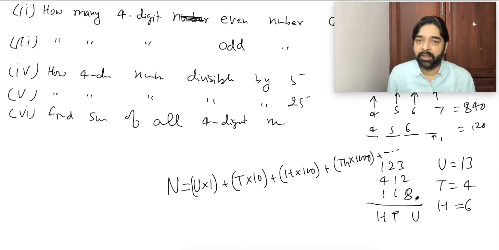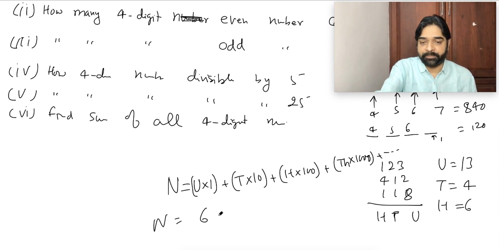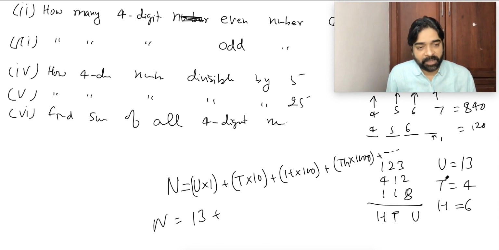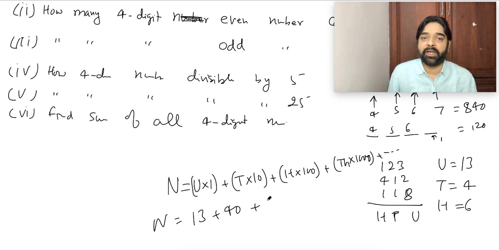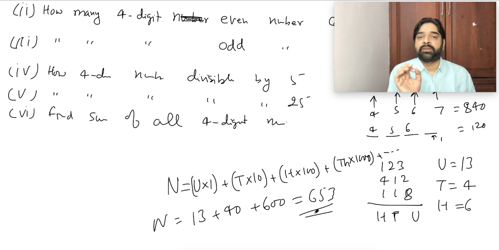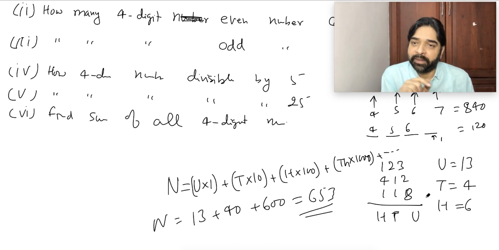So this number will be what? Unit place into 1, means 6, plus 13, plus 10th place into 10, 40, plus 100th place into 100, that is 600, and that will become your 653. Did you understand? The same thing you do, but we don't write like this unnecessarily, because the other way is much faster. So that's why we never use it. But the actual process is this only.